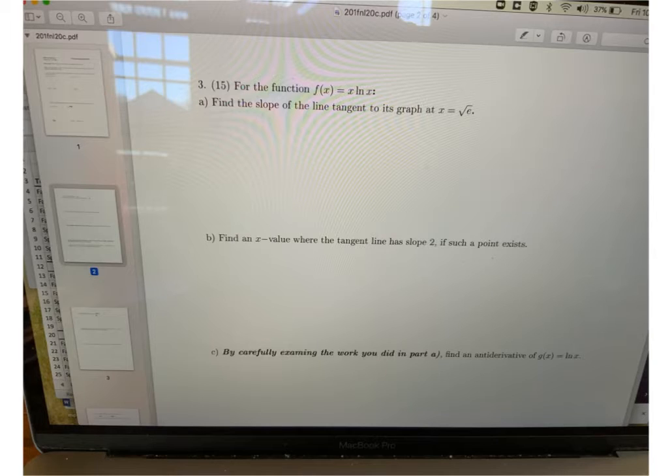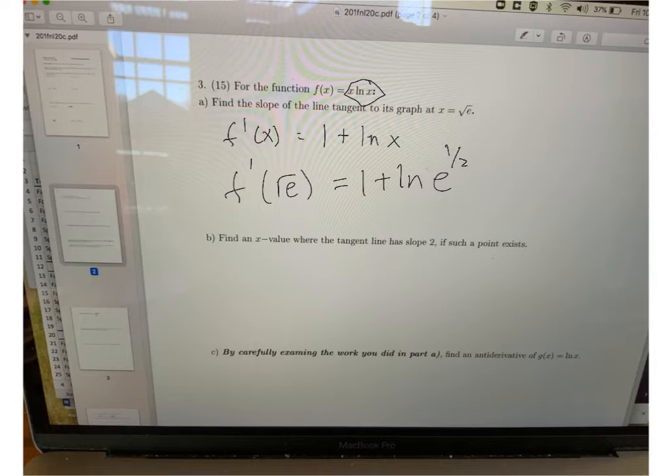I want to talk about number 3, though. We have the function x log x, and parts A and B are, I think, super routine. To find the slope of the tangent, we need the derivative. Using the product rule, I'm not going to write all the steps out, I'm just going to write the result. You get 1 plus ln x. And so the slope, again, that's the product rule because our function is a product. To get the slope, we plug in the value, which is the square root of e, which is 1 plus the natural log of, we can write the square root of e as e to the 1/2, which is 1 plus 1/2 makes 3/2.